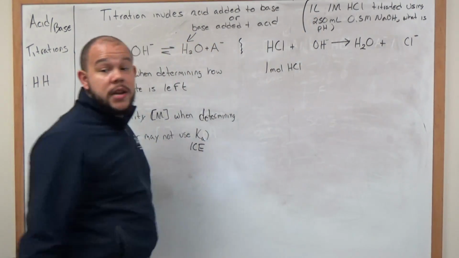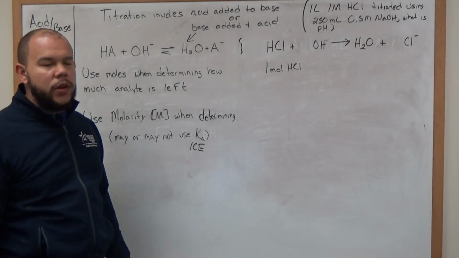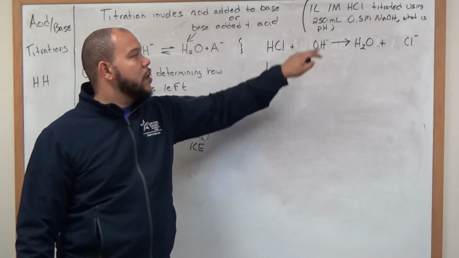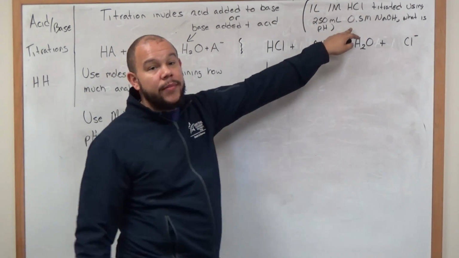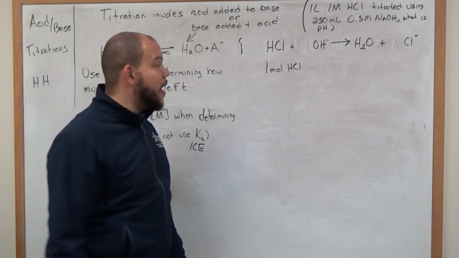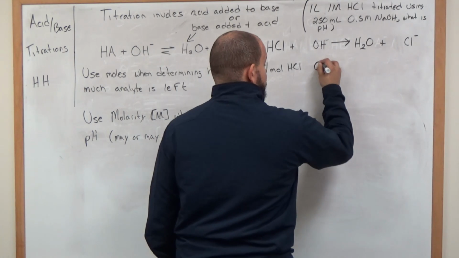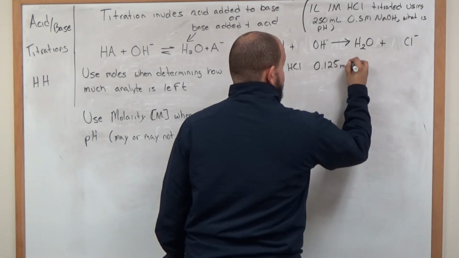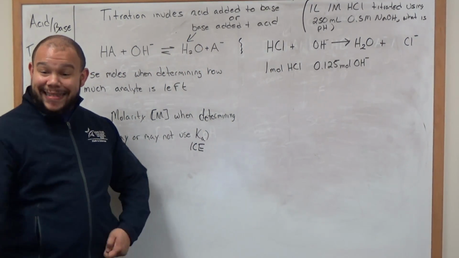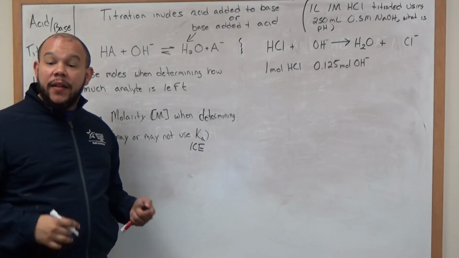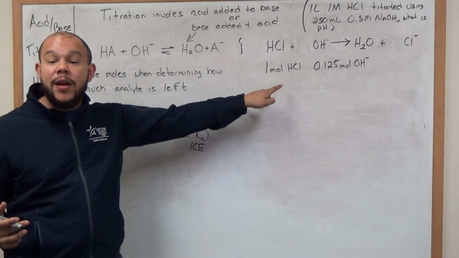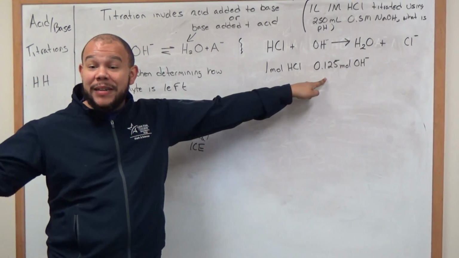How do we know that? 1 liter times 1 mole. How many moles of hydroxide do we have? 0.25 times 0.5. So that's 0.125. We clearly have more acid than we have base. Therefore, what should we have left over? We should have left over only acid, because we're going to use up all the base. This is our limiting reagent.